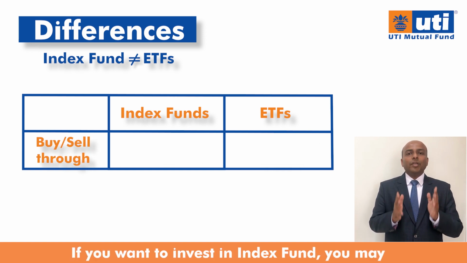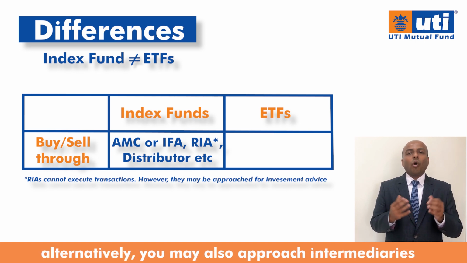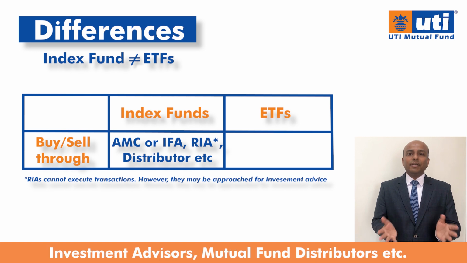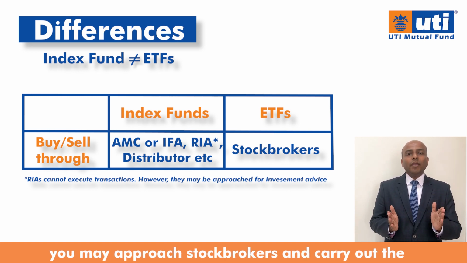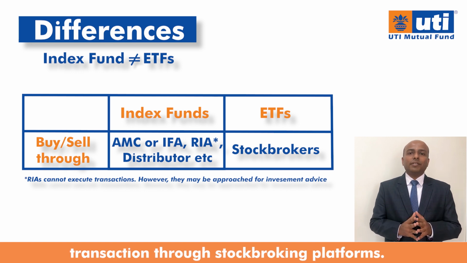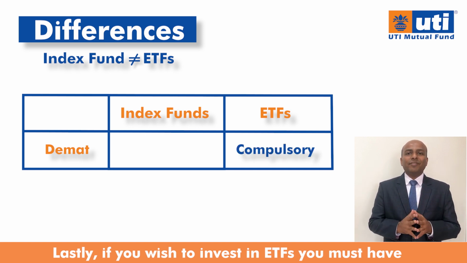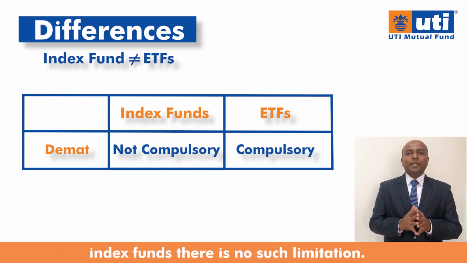If you want to invest in an index fund, you may approach the asset management company, or alternatively, you may also approach intermediaries like independent financial advisors, registered investment advisors, mutual fund distributors, etc. On the other hand, if you want to buy or sell ETFs, you may approach stockbrokers and carry out the transaction through stockbroking platforms. Lastly, if you want to invest in ETFs, you must have a Demat account. Whereas for investing into the index fund, there is no such limitation.